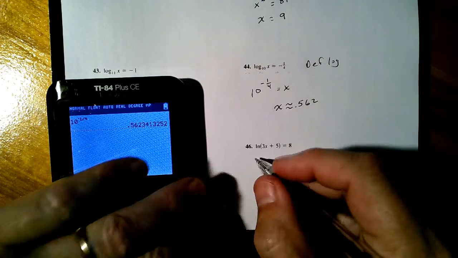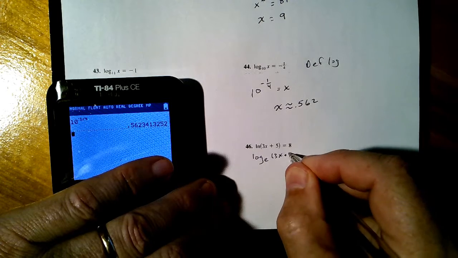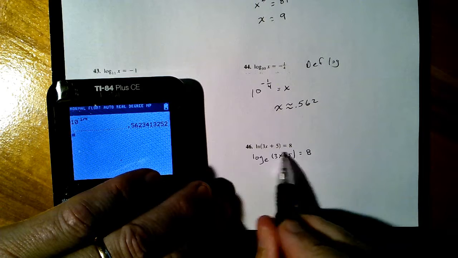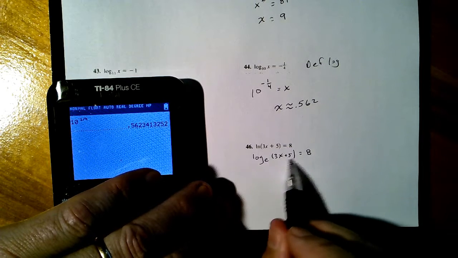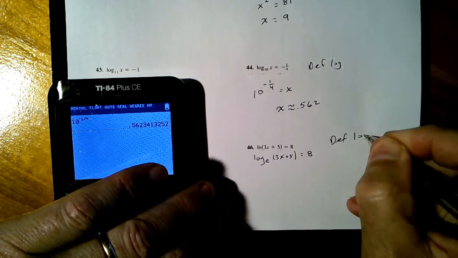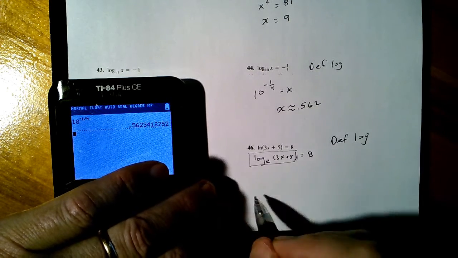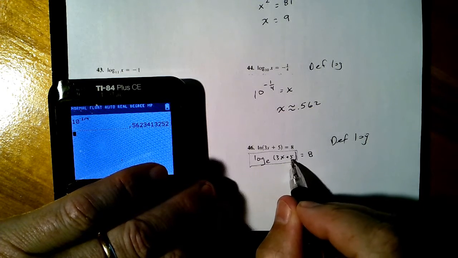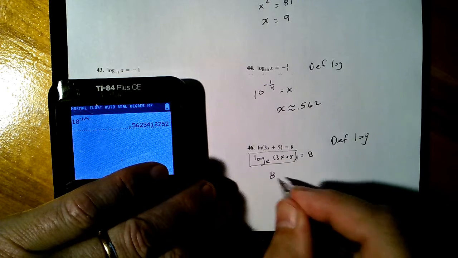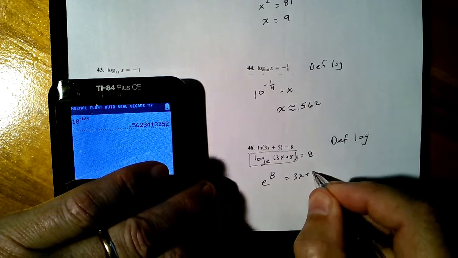And this is log base e of 3x plus 5 equals 8. A plain old log, there's nothing else here but just a log, sure it's messy, equals a number, definition log. This whole big mess is the exponent that turns e into 3x plus 5. But this whole big mess is equal to 8. So 8 is the exponent that turns e into 3x plus 5.